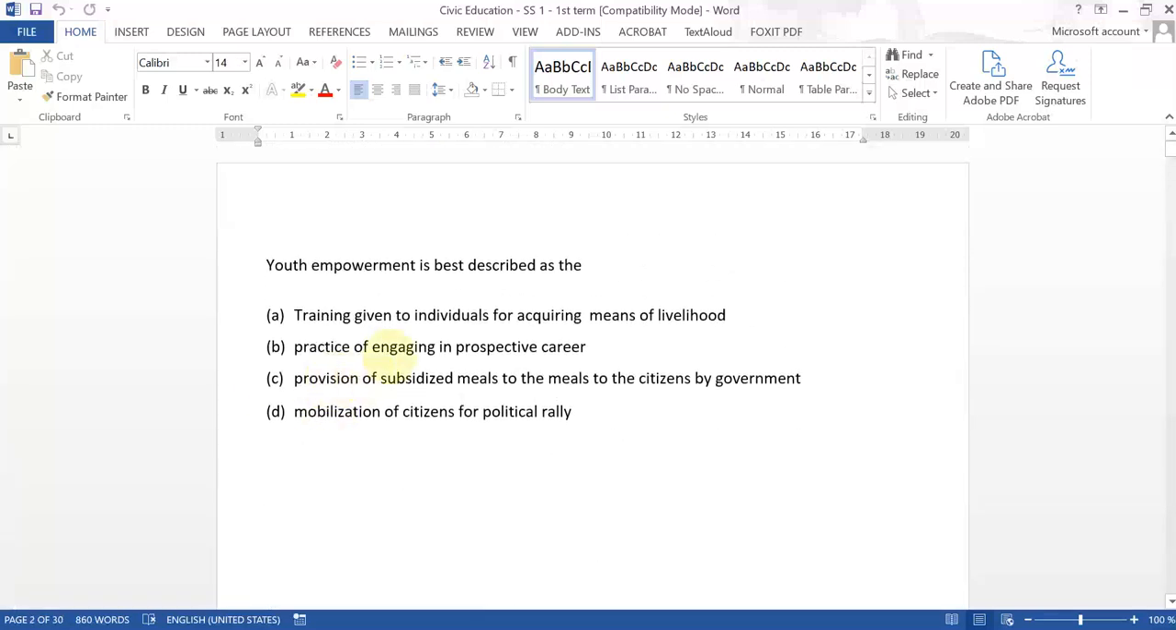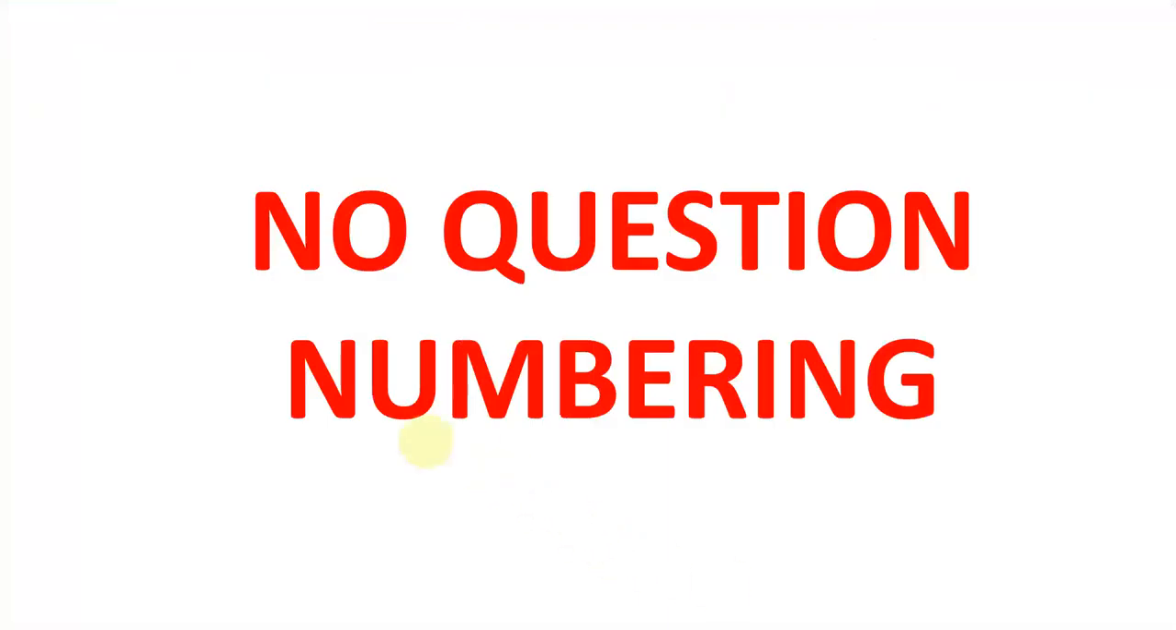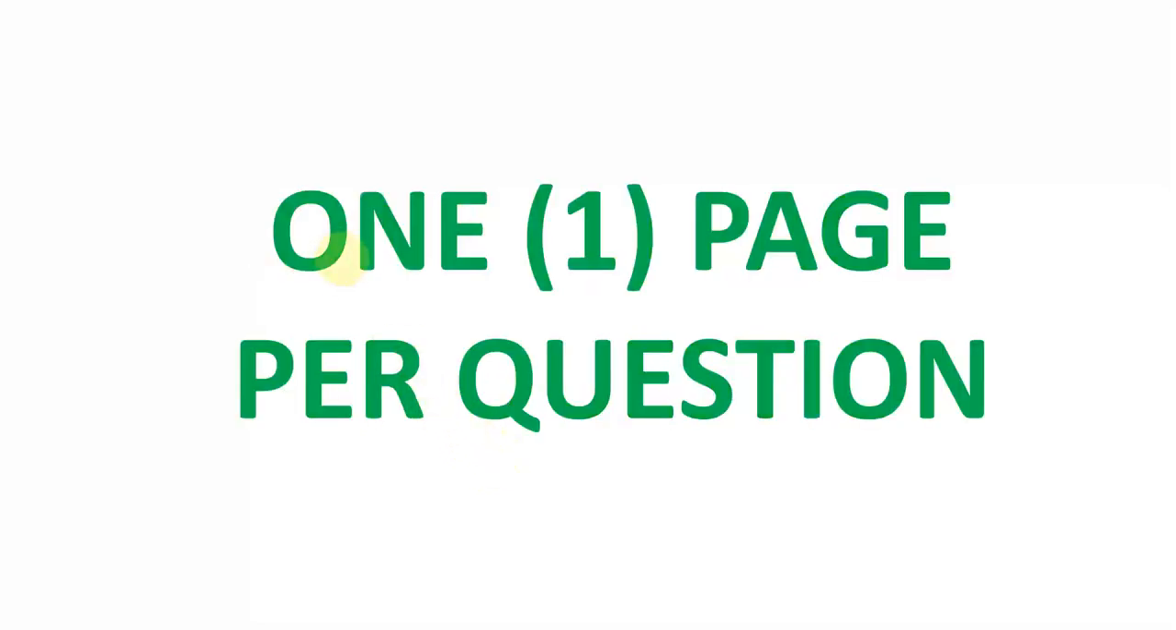So I want us to quickly run through the rules in setting the questions, that is using Microsoft Word for the CBT format. The first is that once you are typing the questions, don't put numbers, so no question numbering. Next is you type it as 1 page per question, or let's say 1 question per page. So to every page here you have 1 question.